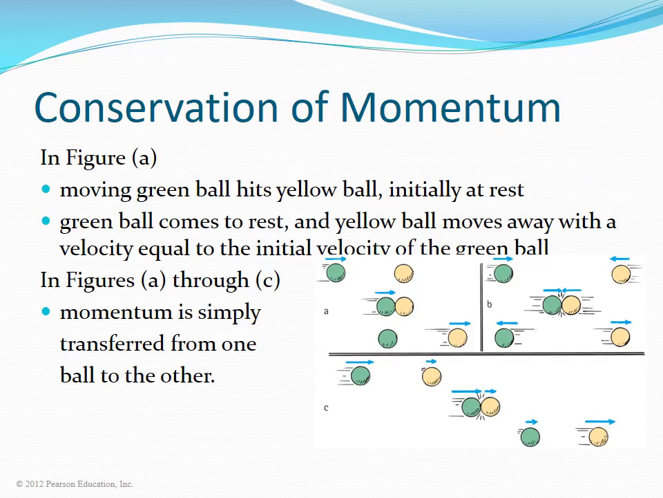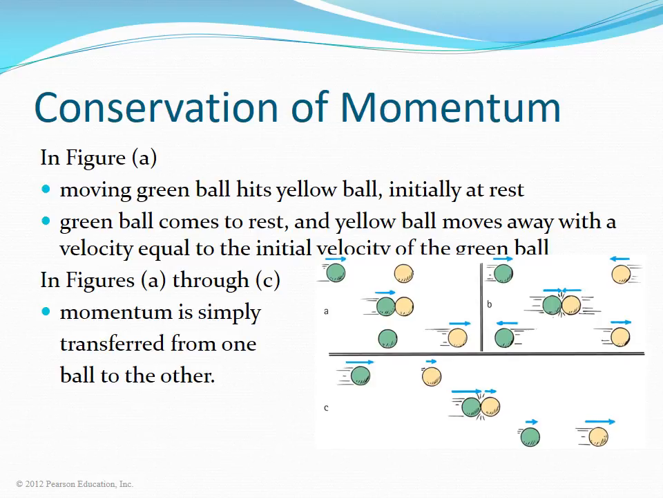Consider the interactions of two identical balls, one green and one yellow. In figure A, the moving green ball hits a yellow ball, initially at rest. The green ball comes to rest, and the yellow ball moves away with velocity equal to the initial velocity of the green ball. In figure B, the green ball and the yellow ball approach each other with the same velocity and collide. After the collision, the two balls move away from each other, with the same speed but opposite direction.